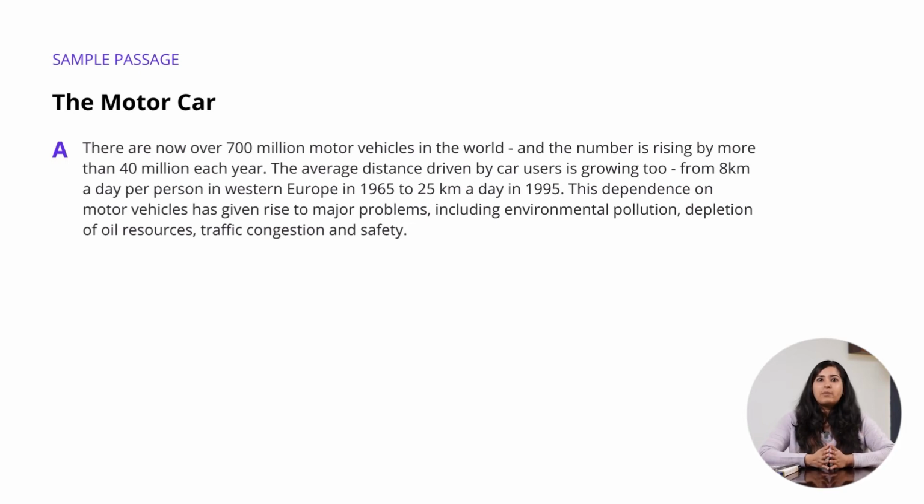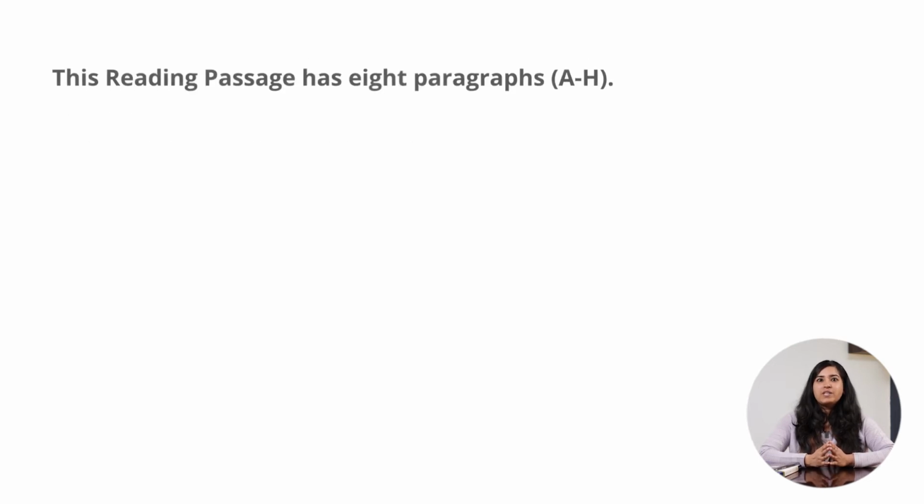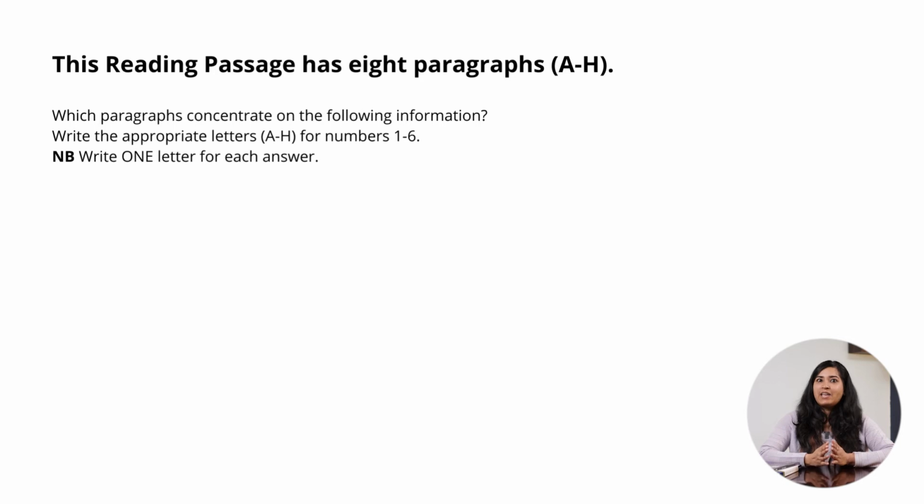Now let's try it with the questions. We're going to look at a sample question for this passage. Let's have a look at the instructions first. This reading passage has 8 paragraphs, A through H. Which paragraphs concentrate on the following information? Write the appropriate letters A through H for numbers 1 to 6. Note, write 1 letter for each answer.